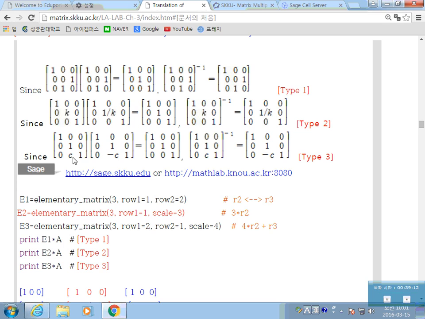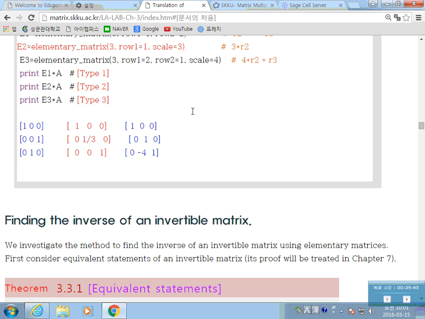When you have this matrix and you use minus c instead of c in the same position, then you will have the identity matrix. So the inverse of this matrix is itself. The important thing is that the inverse of an elementary matrix is another elementary matrix. When you multiply by k, you multiply by 1 over k; when you add, you subtract. When you rotate and then rotate again, that's the inverse. So finding the inverse of an elementary matrix is very easy.